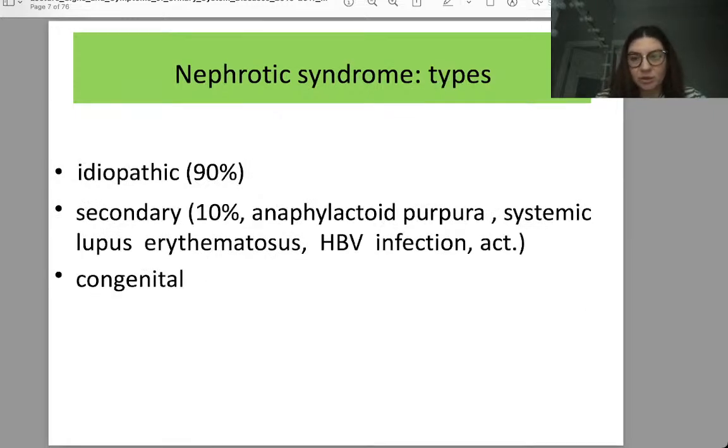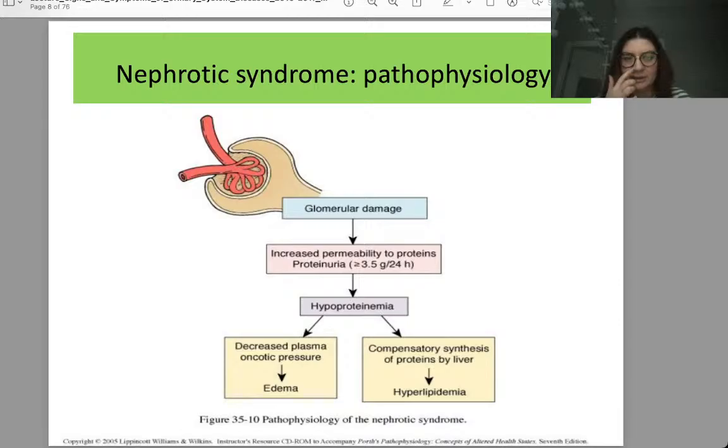Types of nephrotic syndrome. In most cases, more than 90%, it is idiopathic, a type where we can't know the exact cause of this syndrome. In the other 10%, it can be secondary or congenital. Secondary is most often due to anaphylactoid purpura, systemic lupus erythematosus, hepatitis B virus infection, etc., and more rare causes. And it can be congenital in some rare cases.